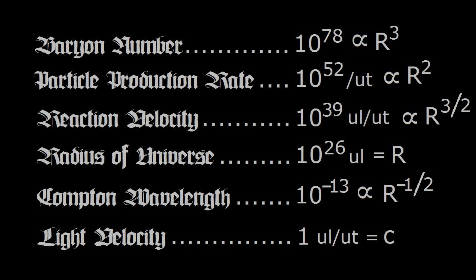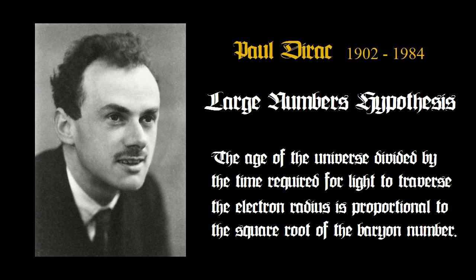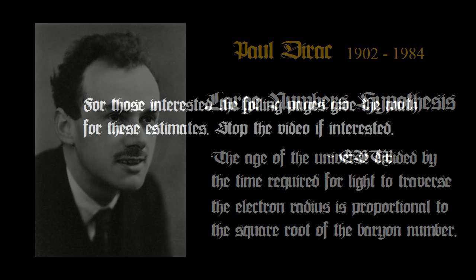We have then that the reaction velocity will be proportional to the square root of the Baryon number, which presently is about 10^39 times greater than light velocity. The Compton wavelength will always be inversely proportional to the square root of the radius of the universe on this scale, and the observation of Dirac that the age of the universe divided by the time required to traverse the proton diameter at light speed always approximates the square root of the Baryon number, always holds true.